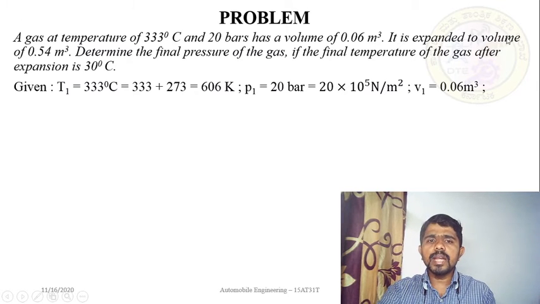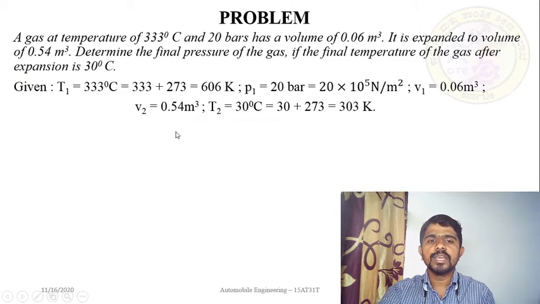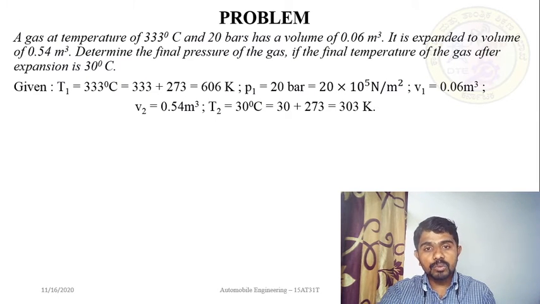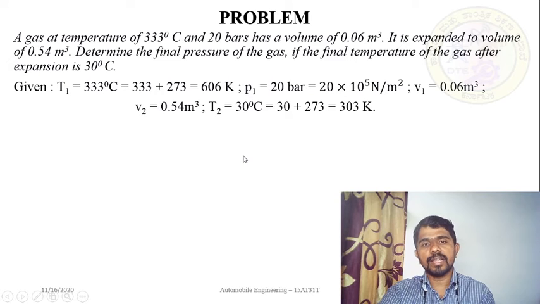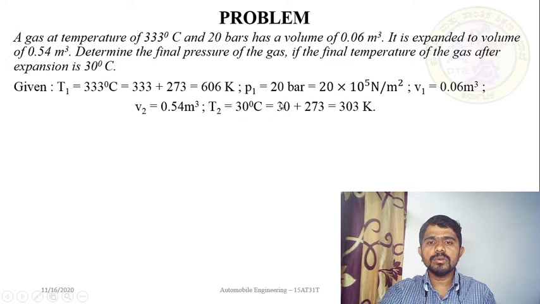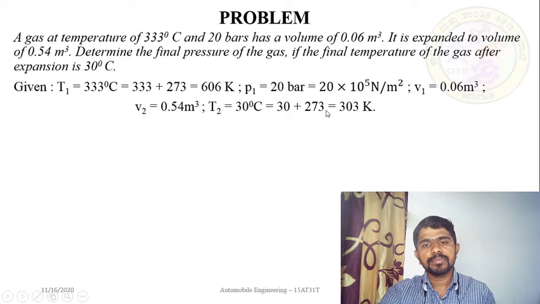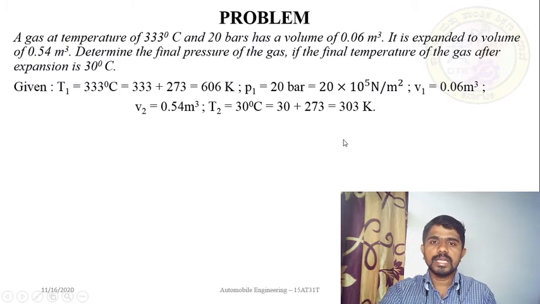It is expanded to volume 0.54 for the next stage. So V2 is equal to 0.54 meter cube. Determine the final pressure of the gas. Final pressure of the gas is how much? That is nothing but P2 is equal to how much? If the final temperature of the gas after expansion is 30 degrees centigrade, T2 is equal to 30 degrees centigrade, that is equal to 30 plus 273, that is equal to 303 Kelvin.